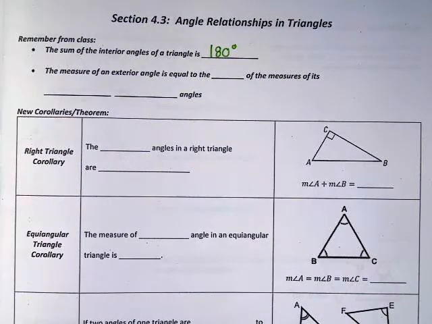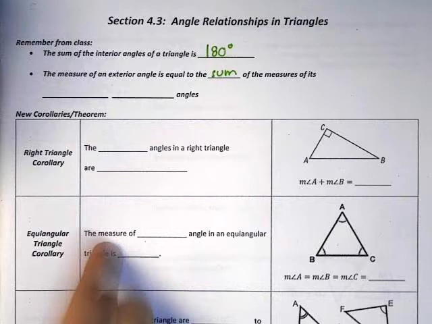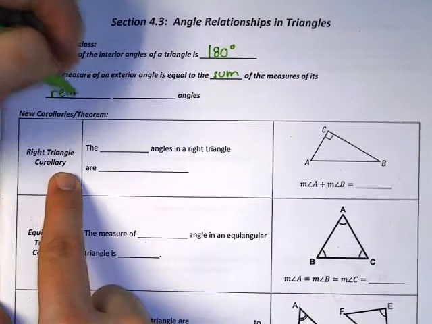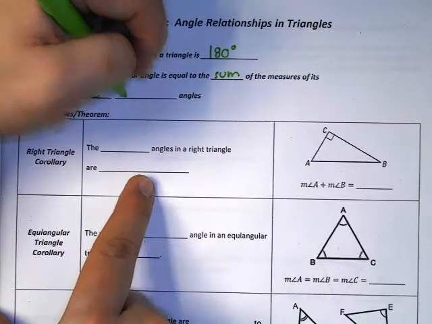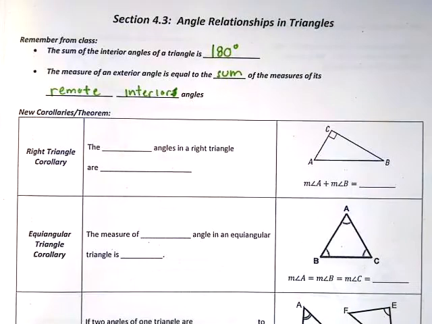And we also need to remember that the measure of an exterior angle is equal to the sum of the measures of its remote interior angles. Okay?